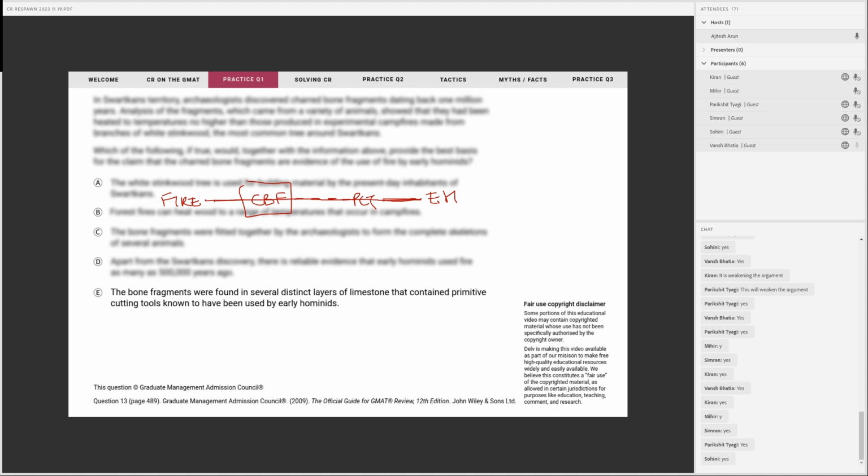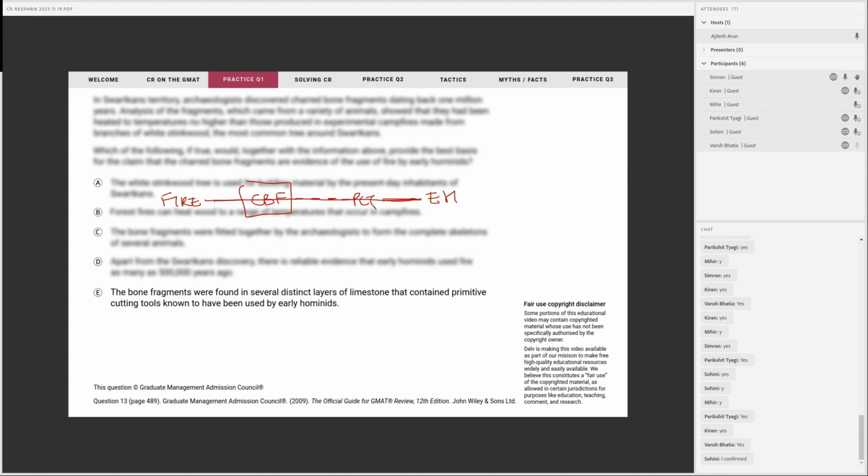Quick check. Is everyone comfortable visualizing it like this? Parikshit's confirmed. Kiran's confirmed. Vansh is also confirmed. Simran's raising her hand. Please go ahead, Simran.